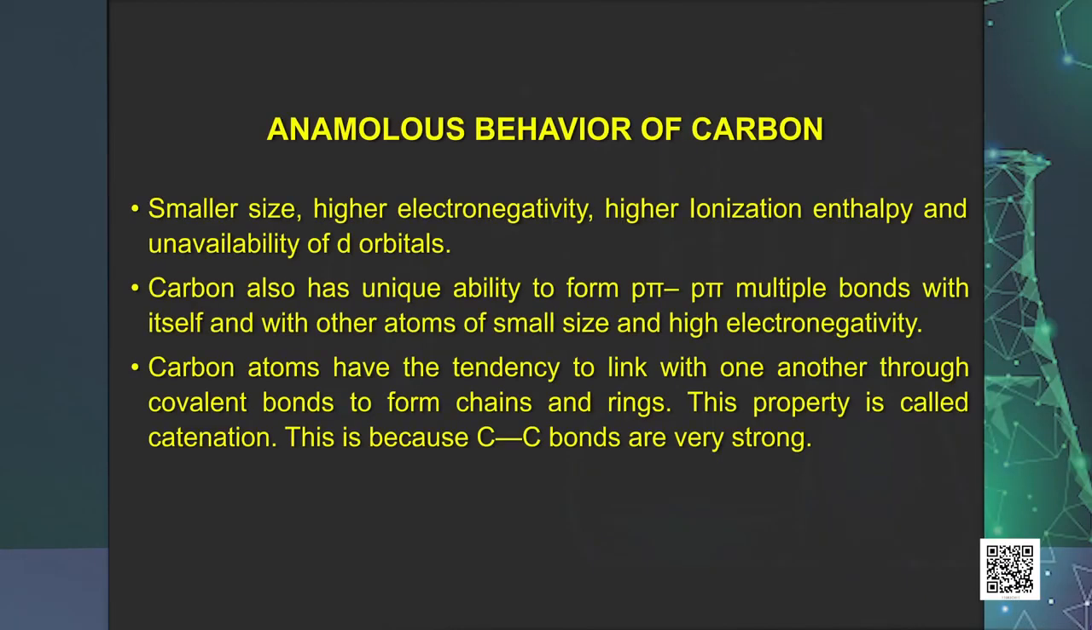Heavier elements do not form p-pi bonds because their atomic orbitals are too large and diffuse to have effective overlapping. Carbon atoms have the tendency to link with one another through covalent bonds to form chains and rings. This property is called catenation. This is because carbon bonds are very strong.